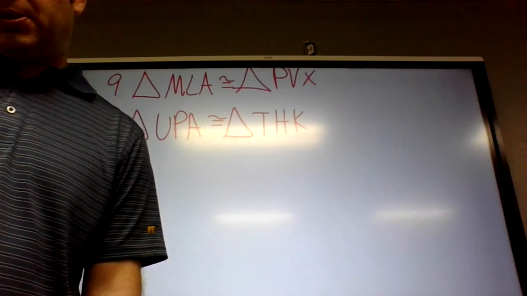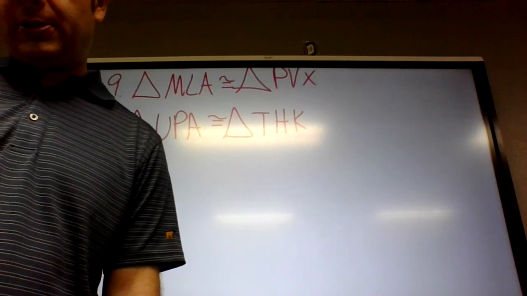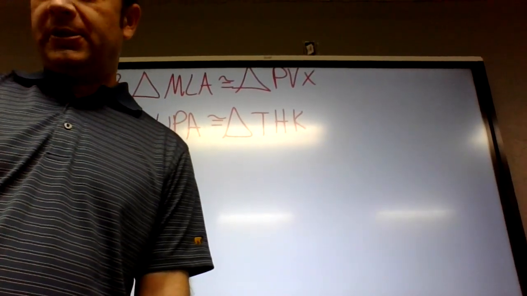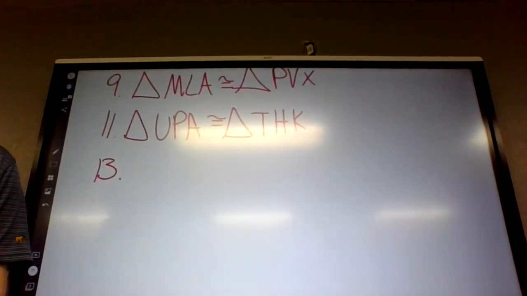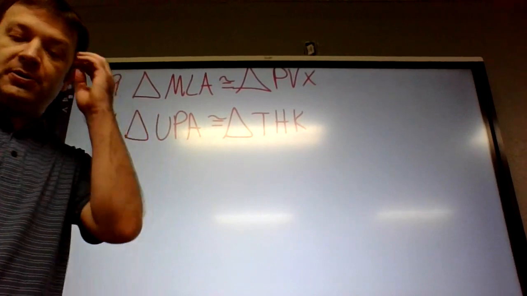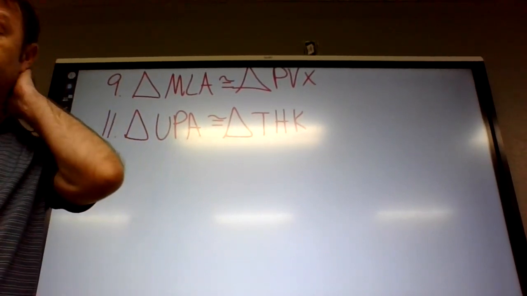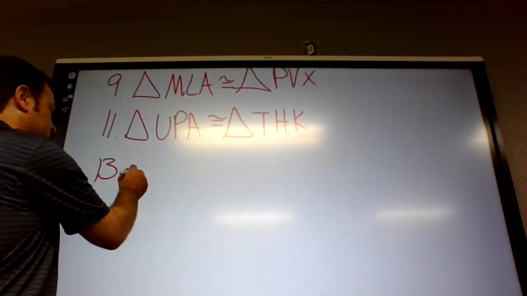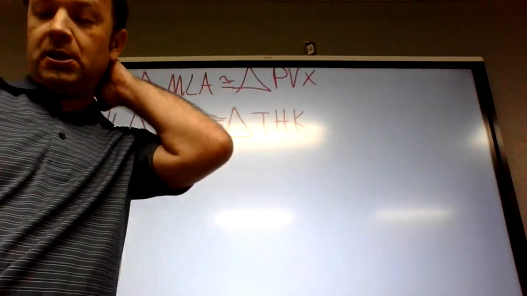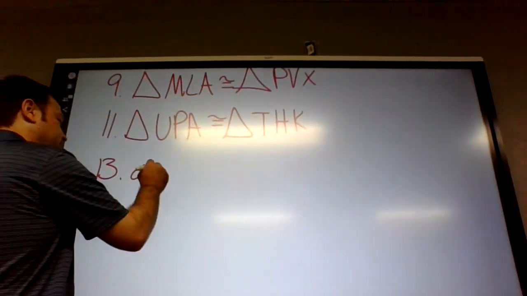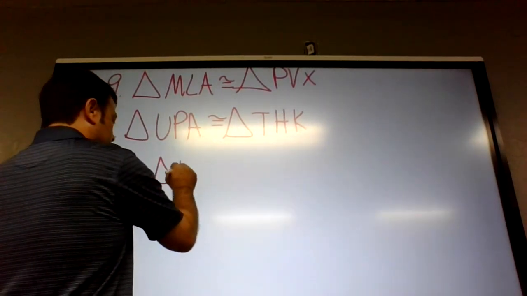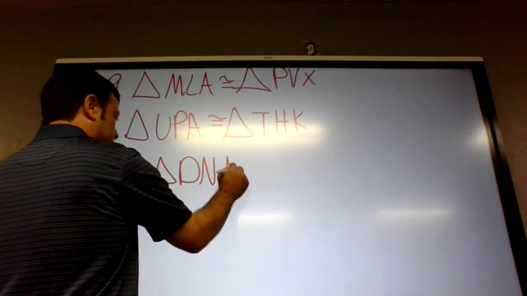All right, Gianna, number 11 or 13. Hold on. So 13 is basically the same thing, but they're gonna change the order of the letters. So Gianna, what triangle is congruent to triangle TIS? DNA. Get it? DNA. You goofy.